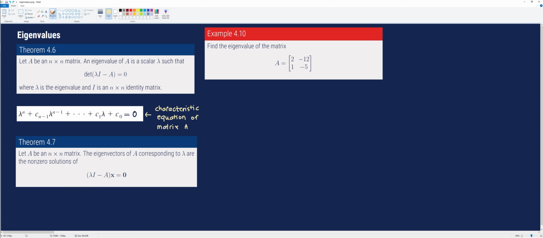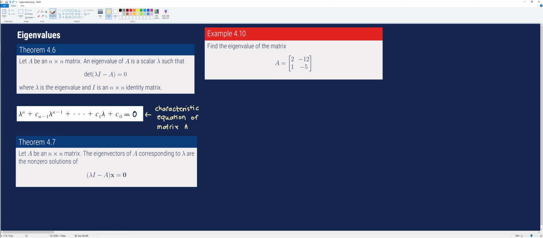Let A be an n by n matrix. The eigenvectors of A corresponding to lambda are the non-zero solutions of lambda times I minus A, times x, is equal to 0, where lambda is the eigenvalue being considered, I is an n by n identity matrix, x is a vector of x variables, and 0 is a zero vector. To illustrate the process, let's consider example 4.10.